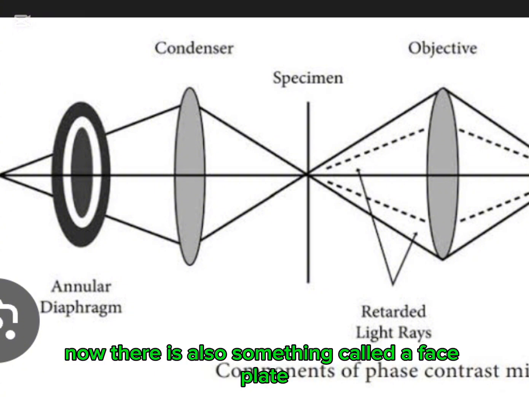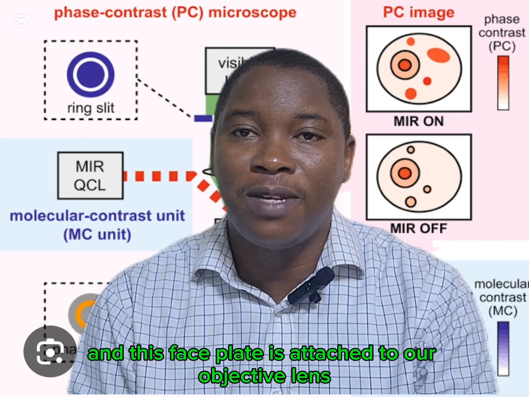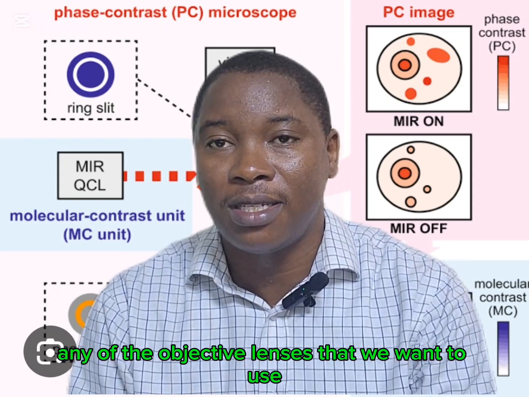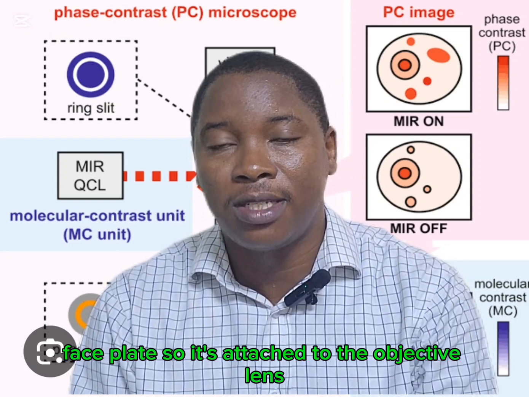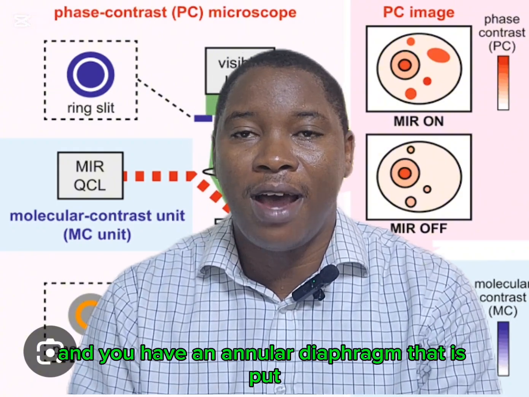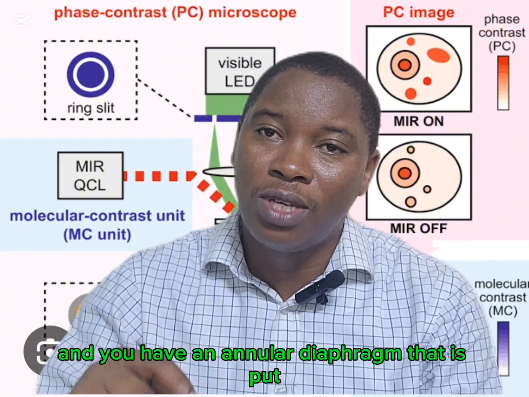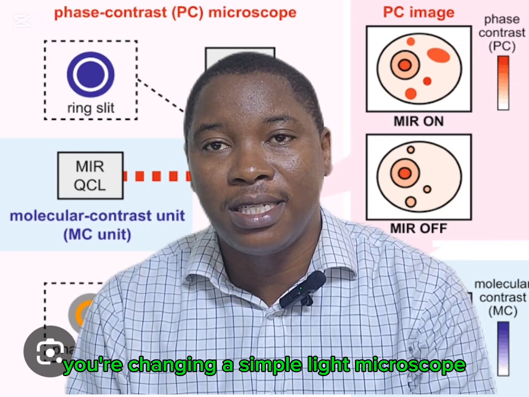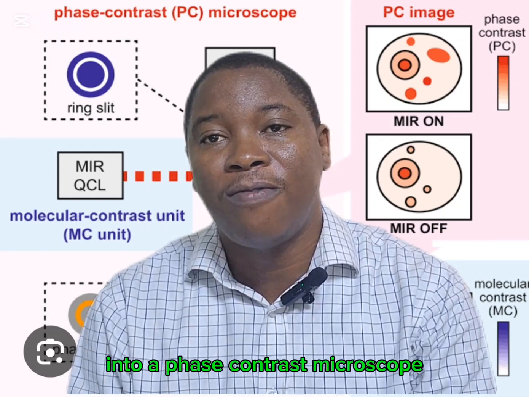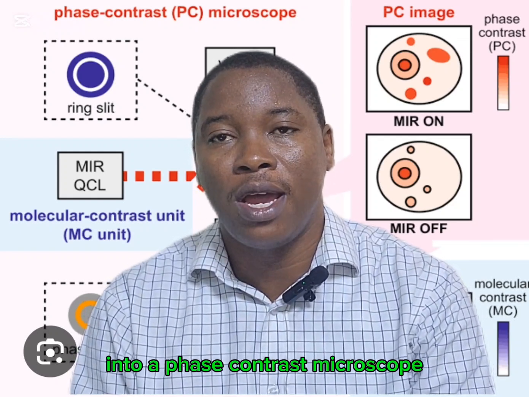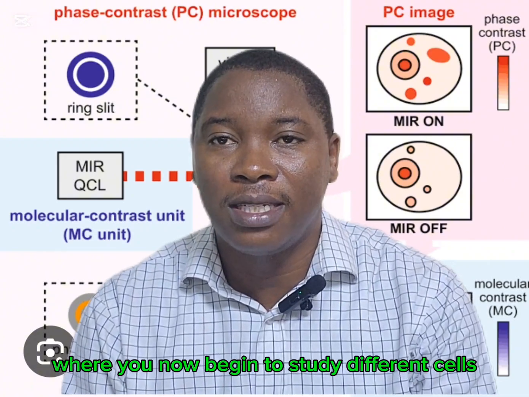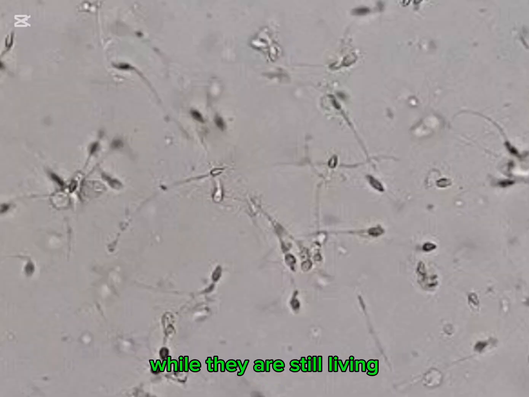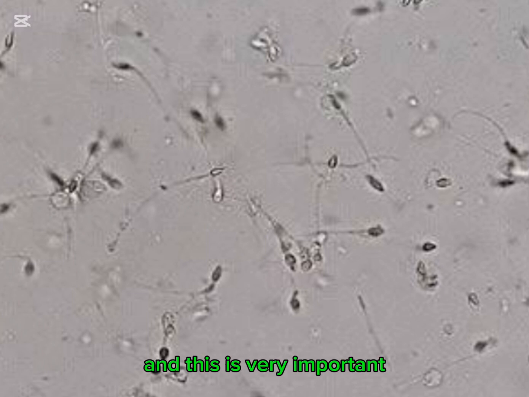Now, there's also something called a faceplate, and this faceplate is attached to our objective lens, any of the objective lenses that we want to use. So it's attached to the objective lens, and you have an annular diaphragm that is put inside the condenser. When you do these two things, you are changing a simple light microscope into a phase contrast microscope, where you now begin to study different cells. And the idea is that you're able to study cells while they are still living. And this is very important.